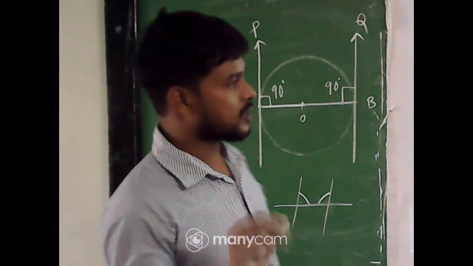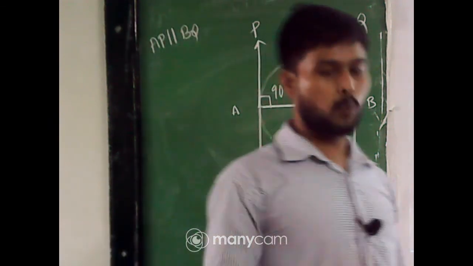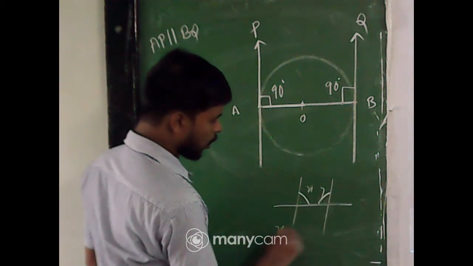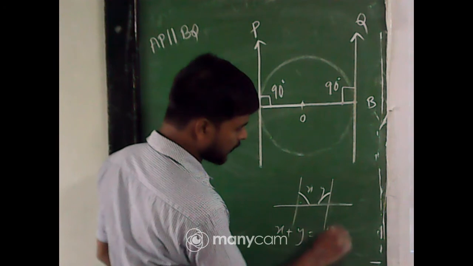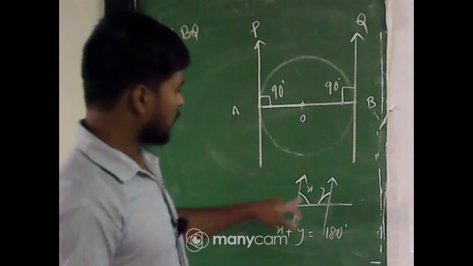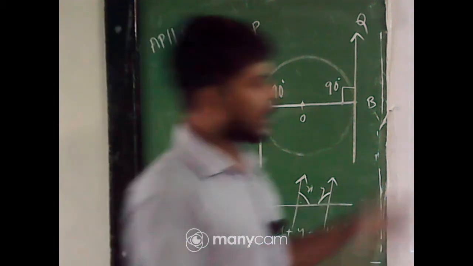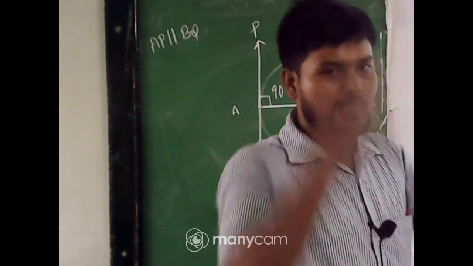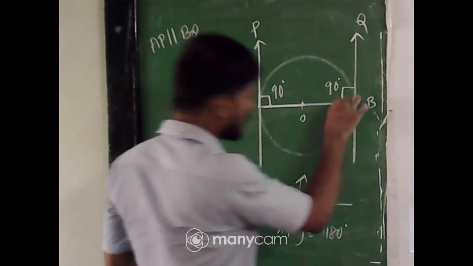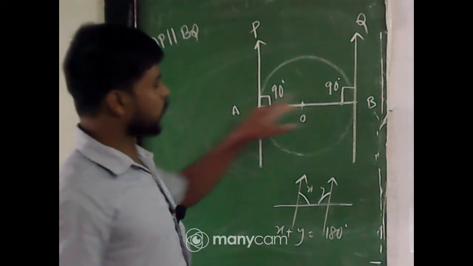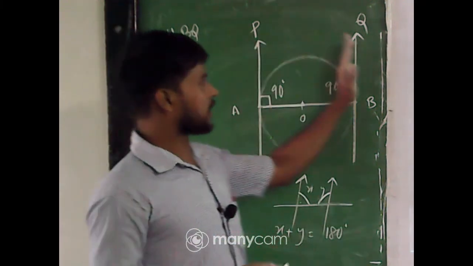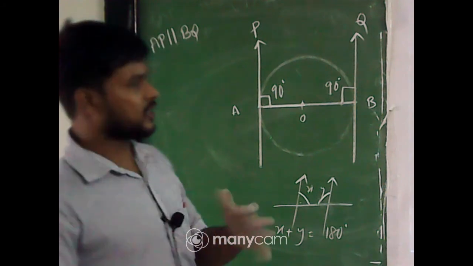If the sum of the co-interior angles is 180 degrees, suppose this is x degrees and this is y degrees, then we can say that the lines are parallel to each other. Here, this angle and this angle are co-interior angles, and if I add these two angles, the result will be 180 degrees. So we can say that the line AP and the line BQ are parallel to each other. This is the way we have to prove the theorem.